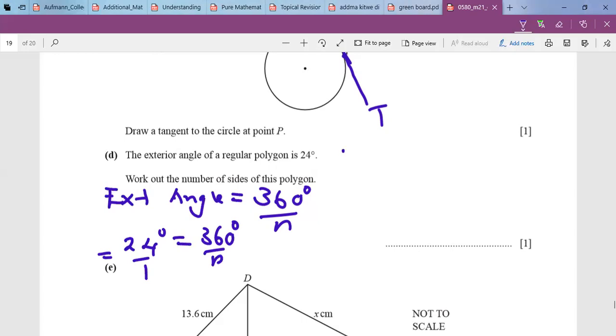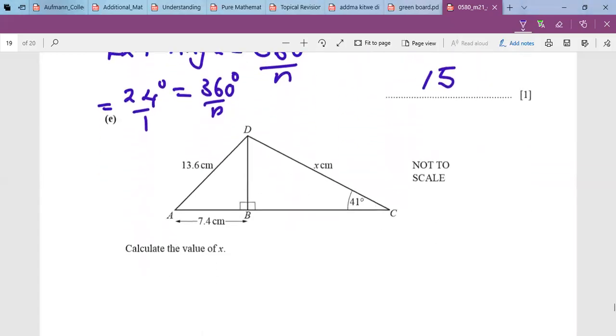meaning that your n will be equal to 360 degrees divided by 24 degrees. All right, that's how you're supposed to get it. And what is your answer? You are going to realize that this will give you 15 sides. So you have got 15.